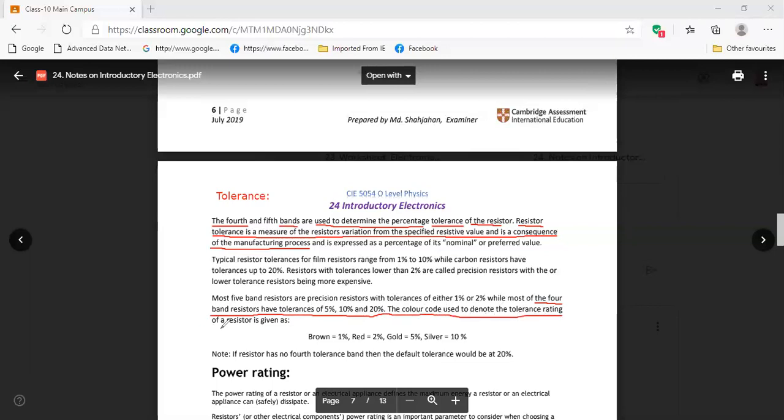So the fourth band is showing you the tolerance. Start writing from the fourth? Yes. After resistor, you give a full stop, then you write in another paragraph. And also write this note. If a resistor has no fourth tolerance band, then the default tolerance would be 20%.